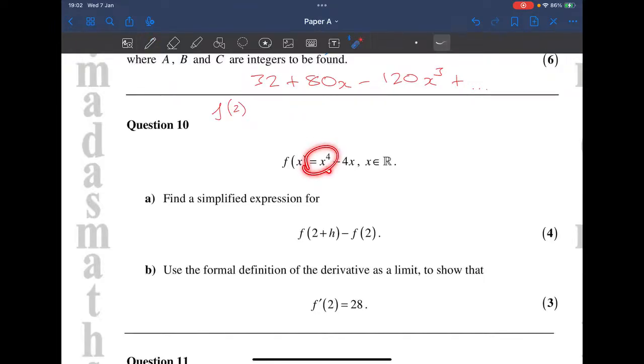2 to the power of 4 is 16. 4 times 2 is 8. 16 take 8 is 8. And now when we go and do the 2 plus h, we're going to need to do 2 plus h all to the power of 4.